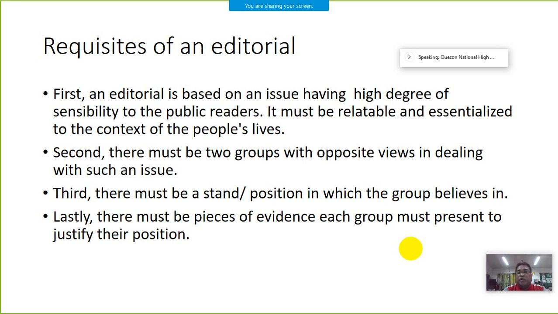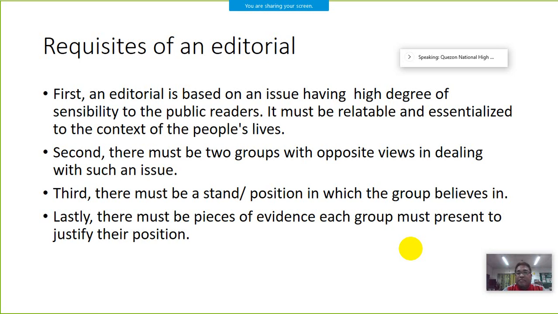Second, there must be two groups with opposing views in dealing with such an issue. So just like my example, there are two groups. One group favors the ABS-CBN and the other group favors the GMA7. Third, there must be a stand or position which the group believes in. So that's self-explanatory, I suppose.